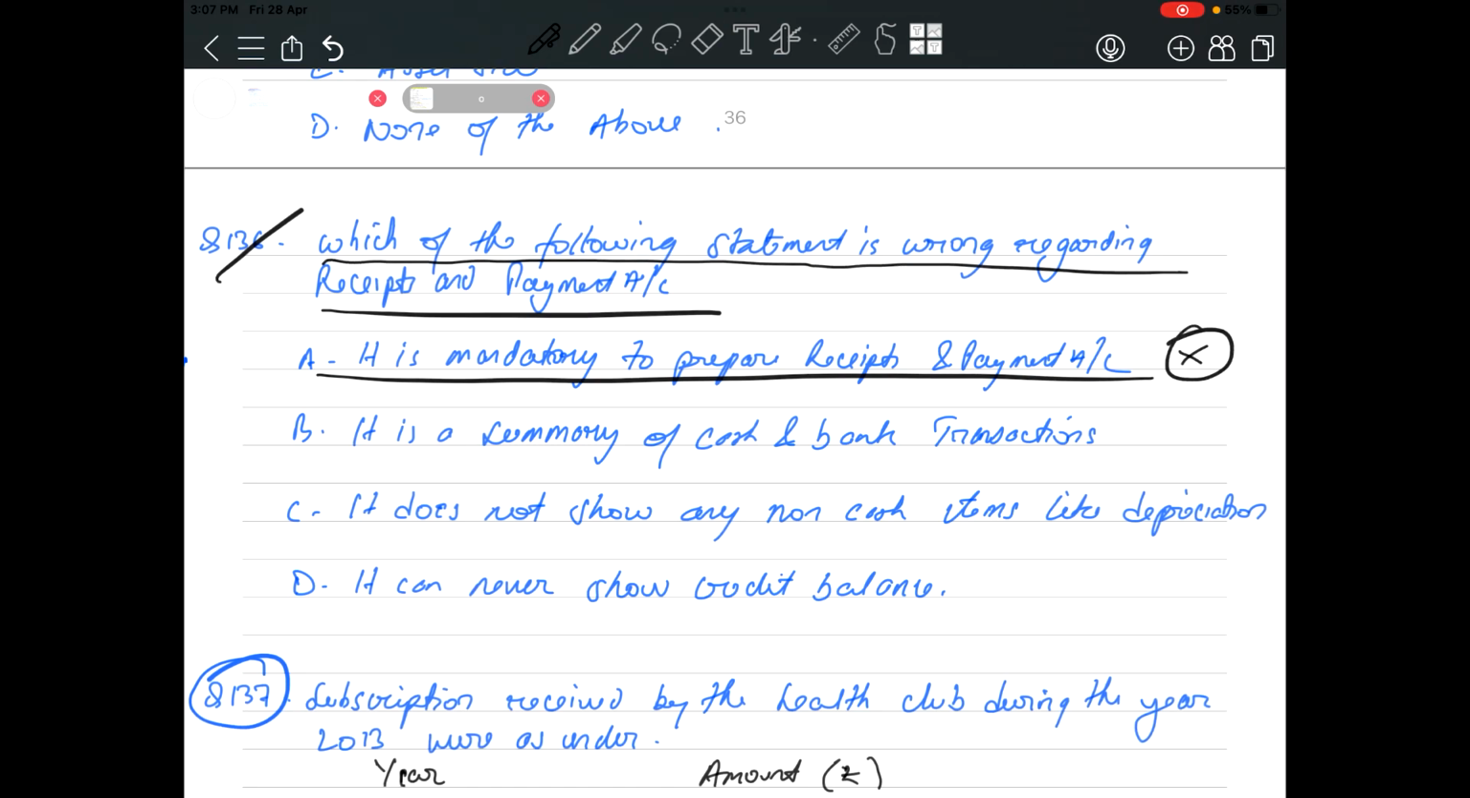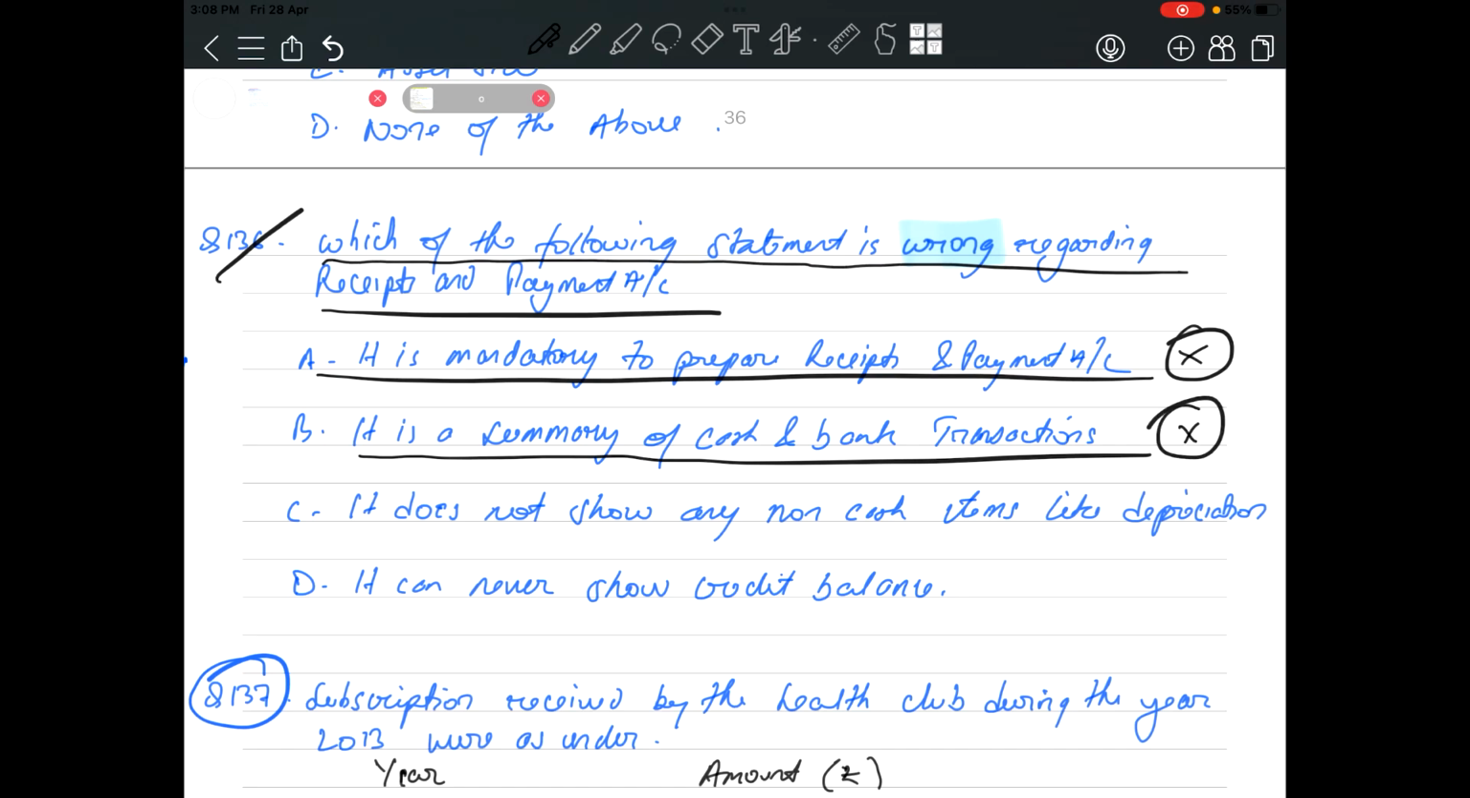So this statement is right, so this is not our answer. We have to search the wrong statement. Point number B, it is a summary of cash and bank transaction. Yes, this is a summary of cash and bank transaction, because in receipt and payment account, actual cash and bank transactions will come, right? So it will give us a summary.